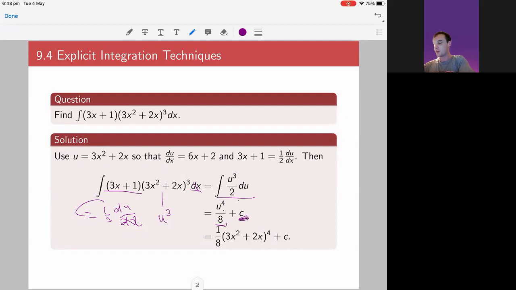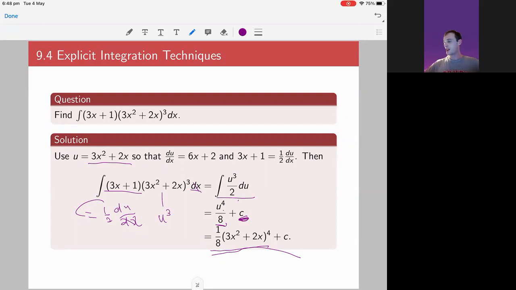We've got to include our arbitrary constant from before, and we also have to remember how we originally defined u. We defined u to be 3x squared plus 2x. So u to the 4th is 3x squared plus 2x raised to the power of 4. And we've got the 8th out the front from before.